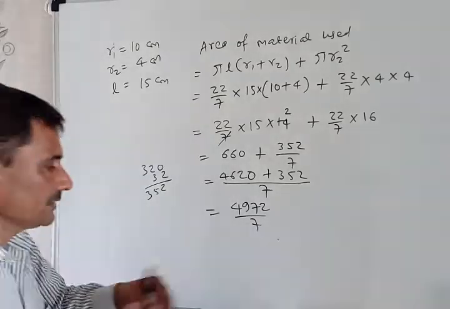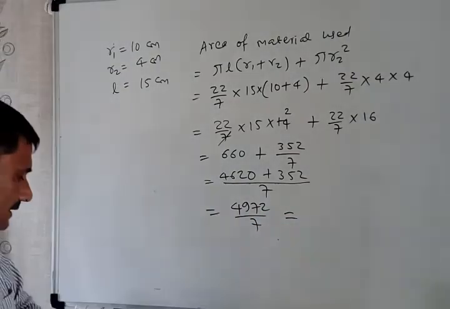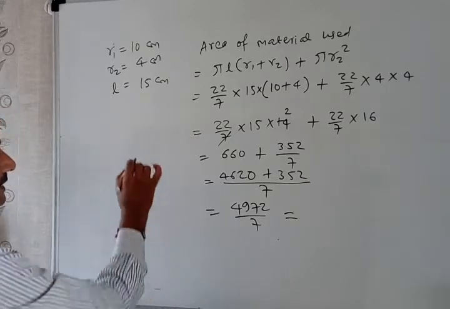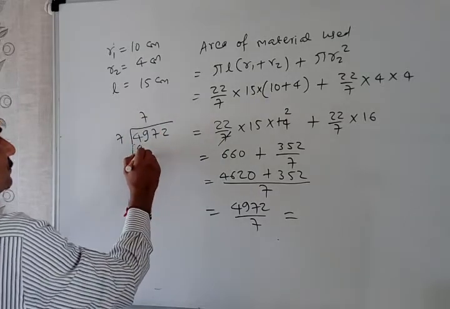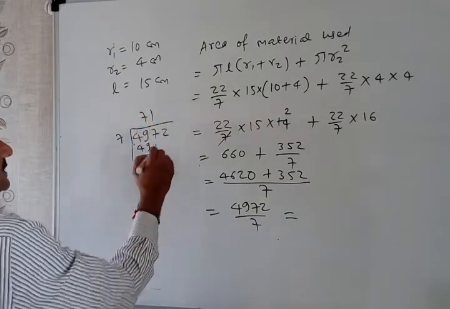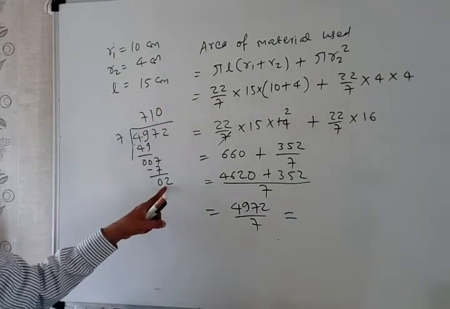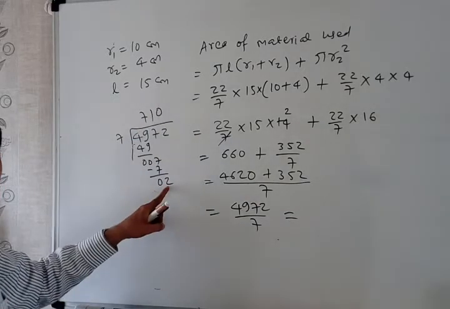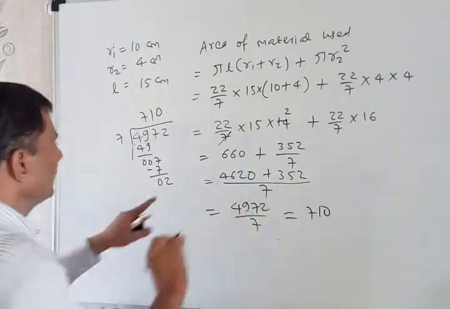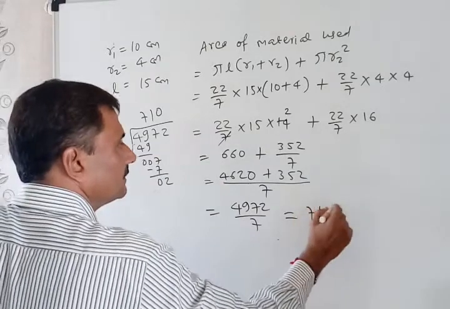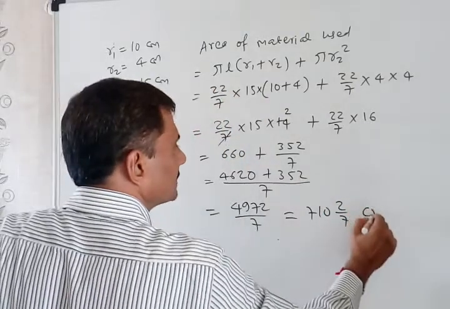Now I just told you, whenever there is a 3 or 7 in the denominator, at that time you have to convert that into a mixed fraction. So it is 4972 divided by 7. 7 sevens are 49, 7 ones are 7, 2 left. But the last digit division is not possible, so I place 0. Now don't go into decimals. So 710 as an integer and 2 by 7 is left. Okay, so that is our final answer, and the unit is centimeter square because it is area.